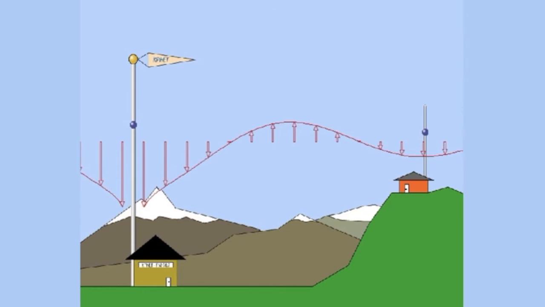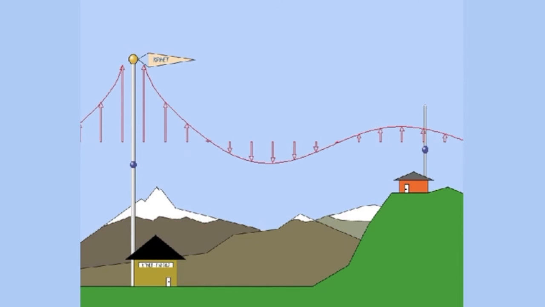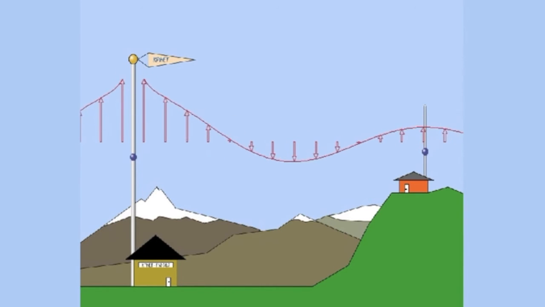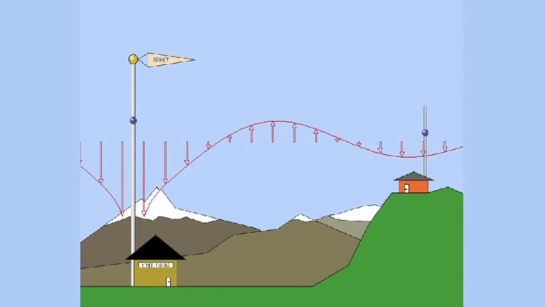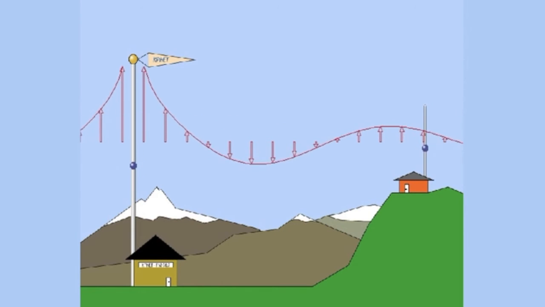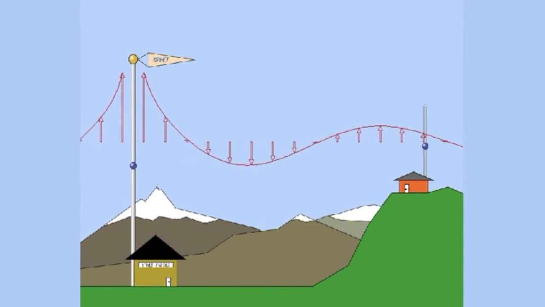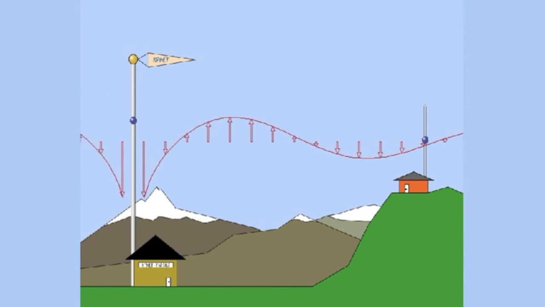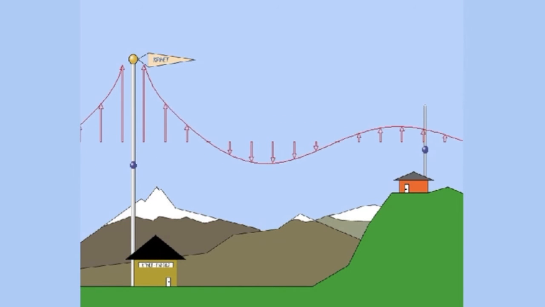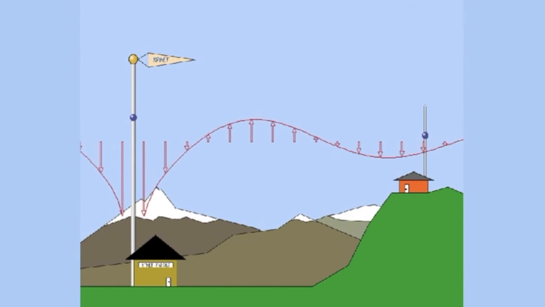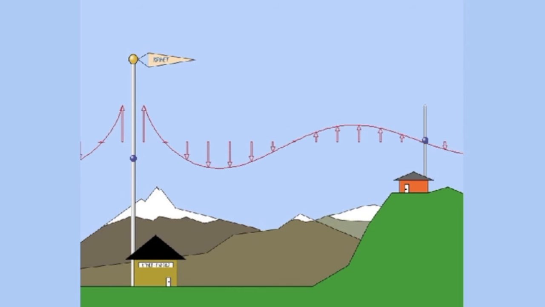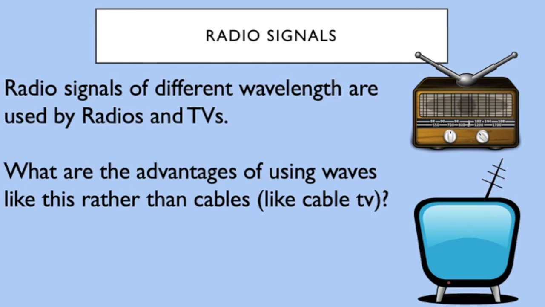You can see that the signal strength goes down over the distance between the transmitter and the receiver. So for radio signals, we've got to have a really strong transmitter, something that's powerful and can send radio waves a long distance. When the radio wave hits the antenna, it makes the electrons move up and down because of the electromagnetic field, and then that electrical signal can get changed into sounds or pictures on the other end. Radio signals of different wavelengths are used by radios and TVs. What do you think the advantages of using waves like this rather than cables?